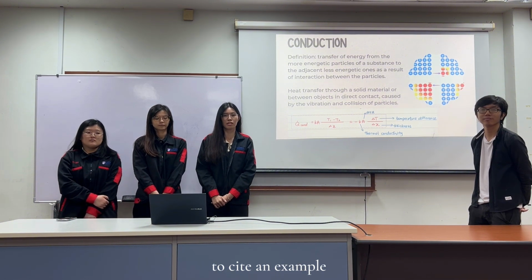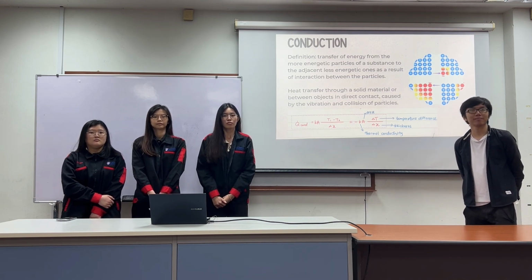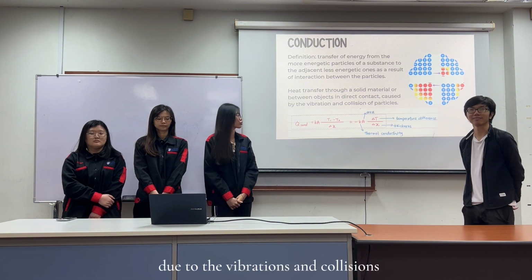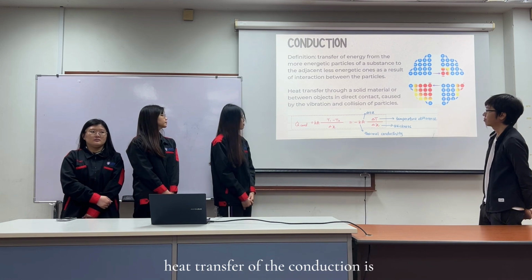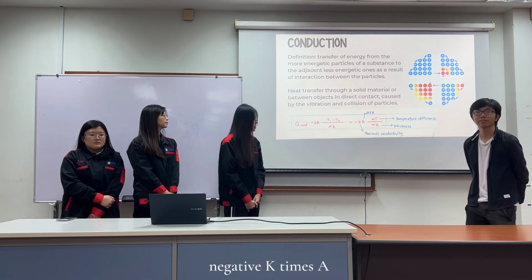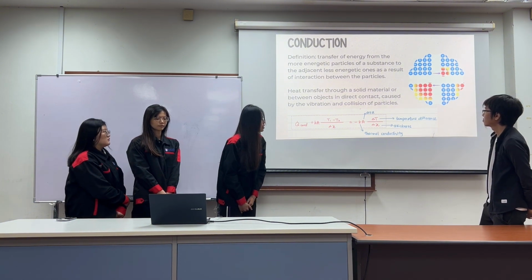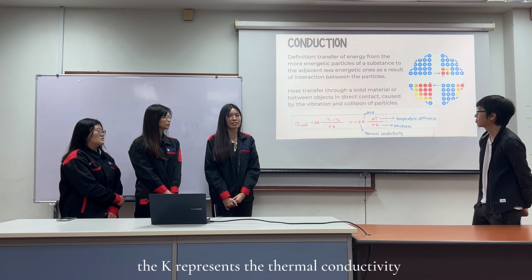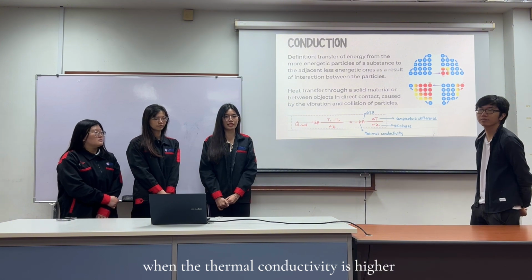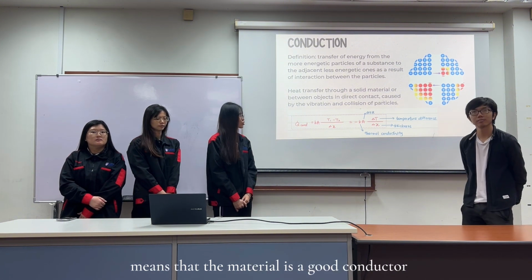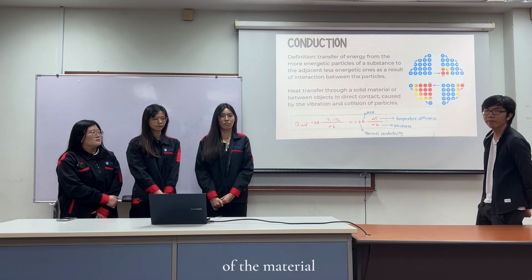For example, when we heat the end of a metal rod, the heat transfers through the particles due to the vibrations and collisions. Next, the equation of the rate of heat transfer by conduction is negative k times A times the difference in temperature divided by the thickness of the material. The k represents the thermal conductivity. When the thermal conductivity is higher, it means that the material is a good conductor. A represents the area of the material.